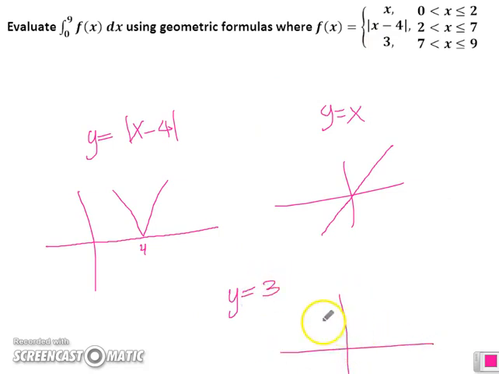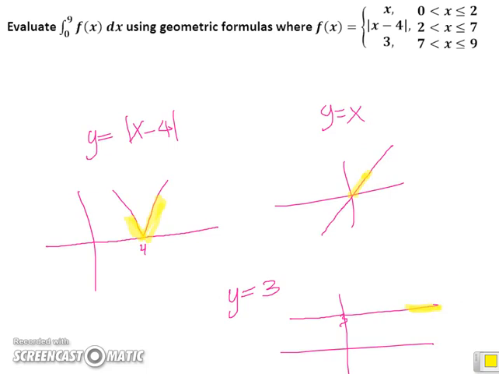And then this is y equals 3. Well, that's just a horizontal line through 3. But we only see y equals x from 0 to 2, so we're only going to see this much of it. The absolute value function, we only see it from 2 to 7, so we probably just see this much of it. And y equals 3, probably only see this much of it. So put those pieces together. It's kind of out of order here. This one's going to come first, this one next, this one next.